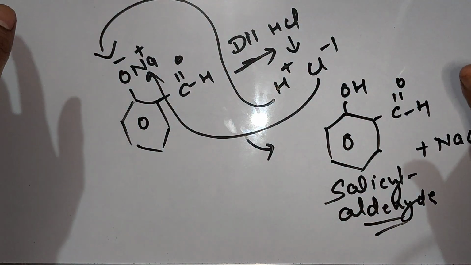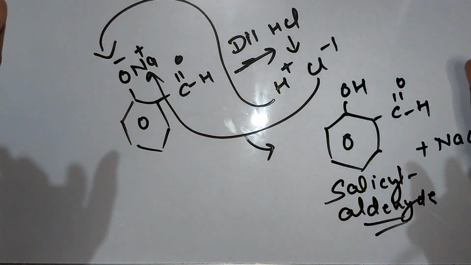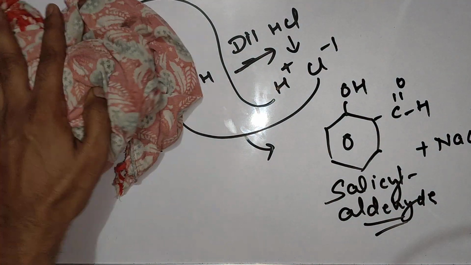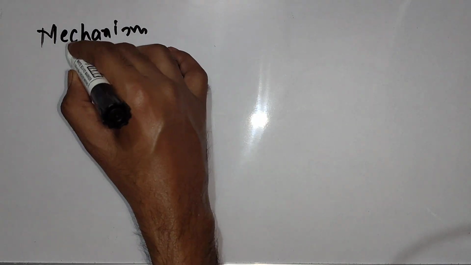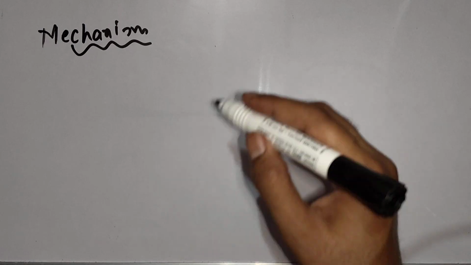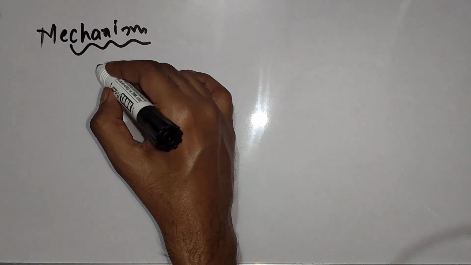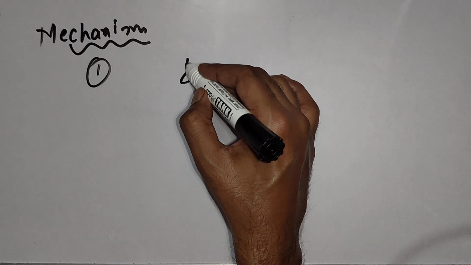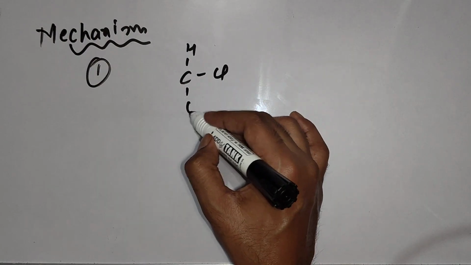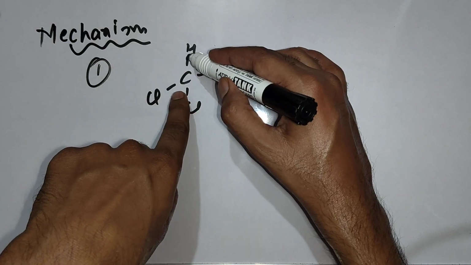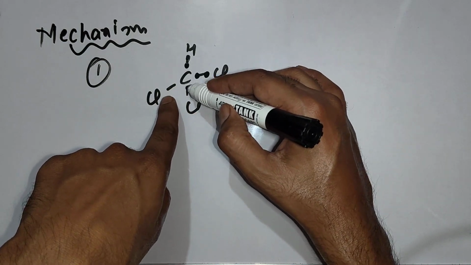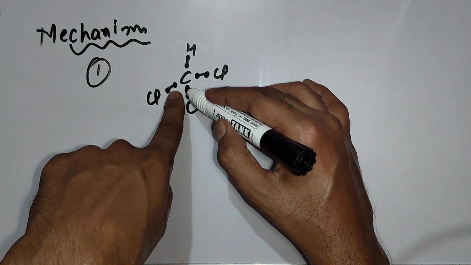Now let's go for the actual mechanism. Little bit of changes are there, but most of the things are like this. Let's go for the mechanism part now. Now, step 1. The chloroform which you are using, this is the actual mechanism. Now check. This hydrogen is connected with this carbon, and this carbon is further connected with 3 chlorines.